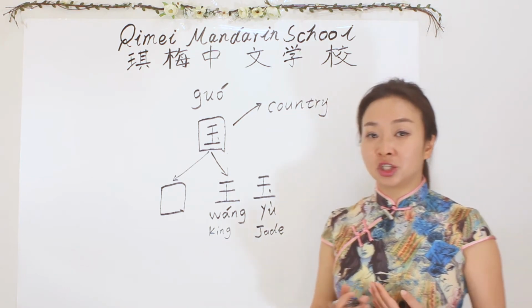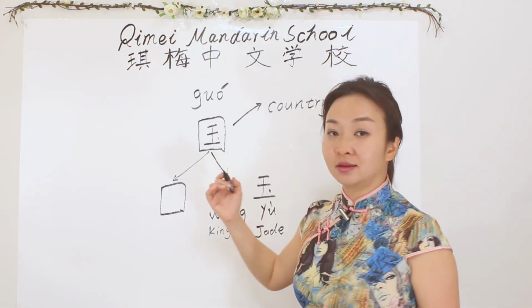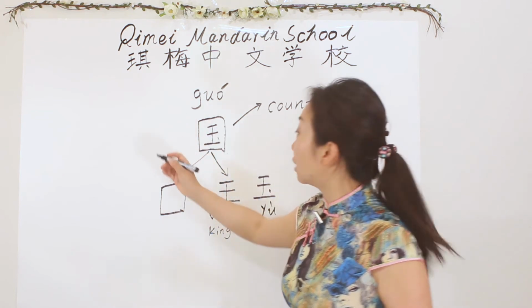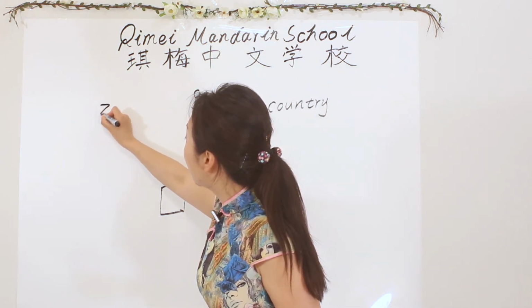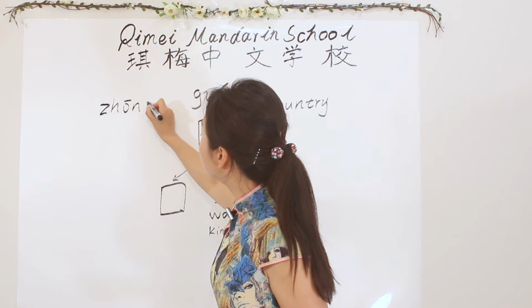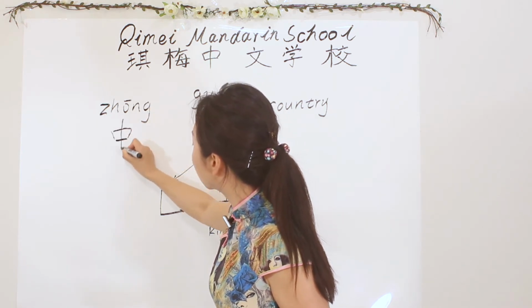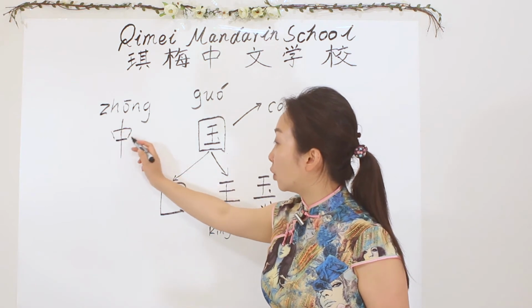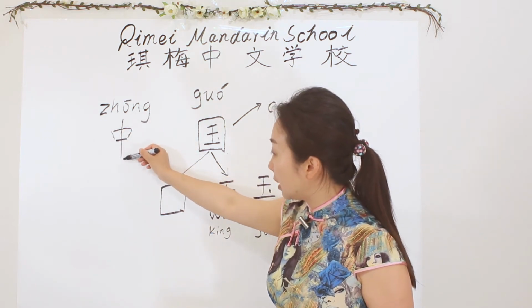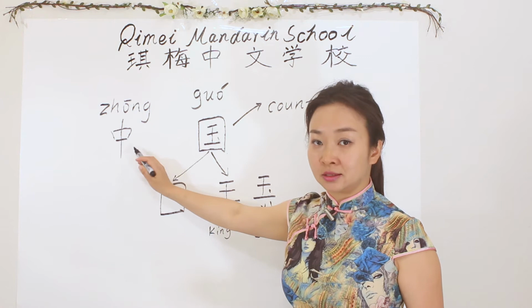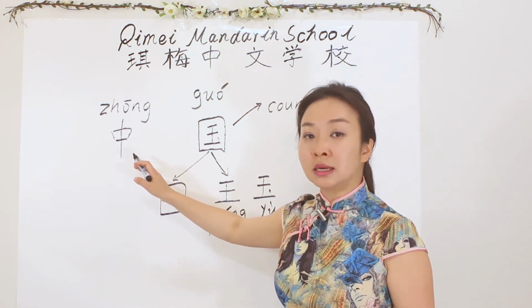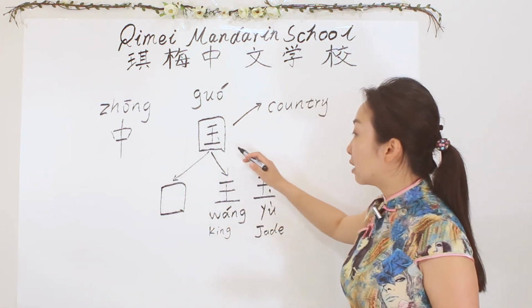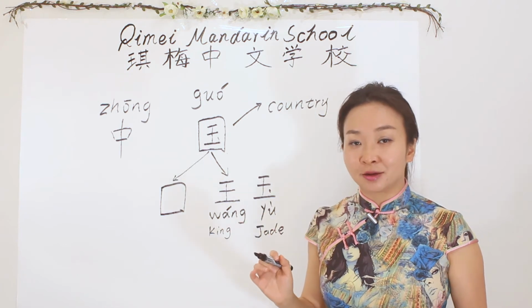But how do we say China? As I think most people know how to say it, we say 中. So 中, you can see here has a square and a stroke in the middle. So this character means central, middle. So central country means China.